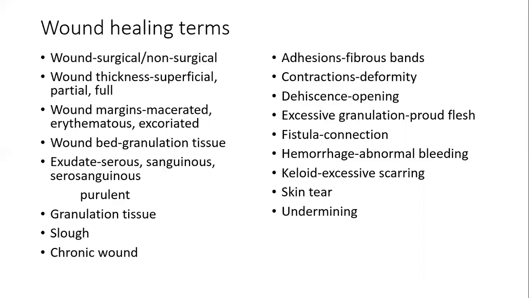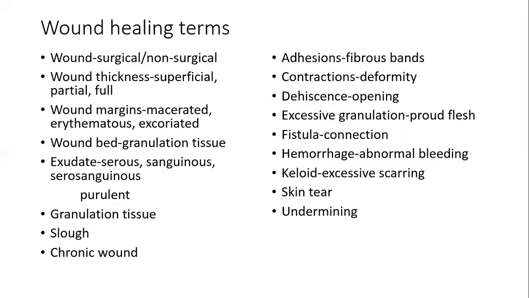Granulation tissue is one thing that you can find in a wound bed. Another thing is slough. You can have chronic wounds or acute wounds, and we talked a little bit about what a chronic wound is. Adhesions are fibrous bands. Contractions are deformities. Dehiscence is opening of the wound. It is closed and it reopens. Excessive granulation is also known as proud flesh. That's the bumpy stuff that you get on the side of a wound.